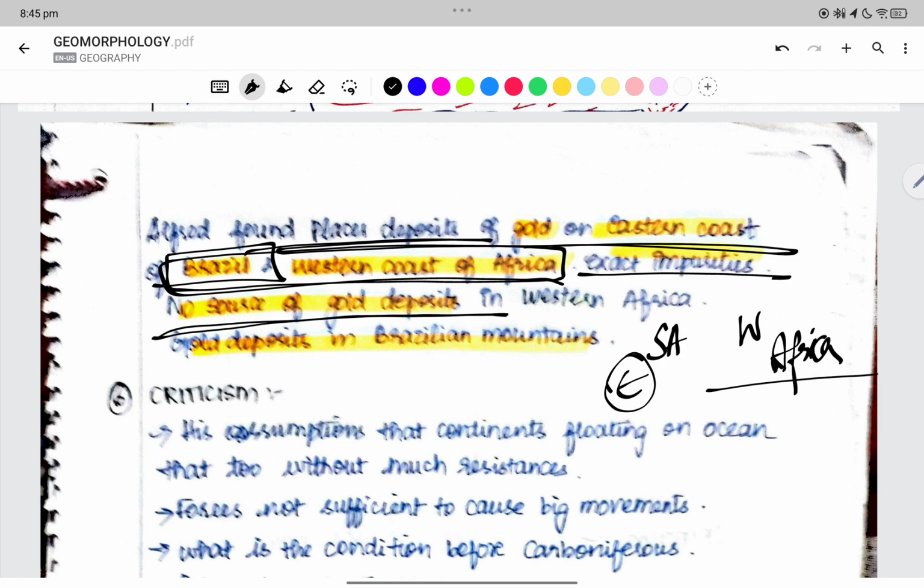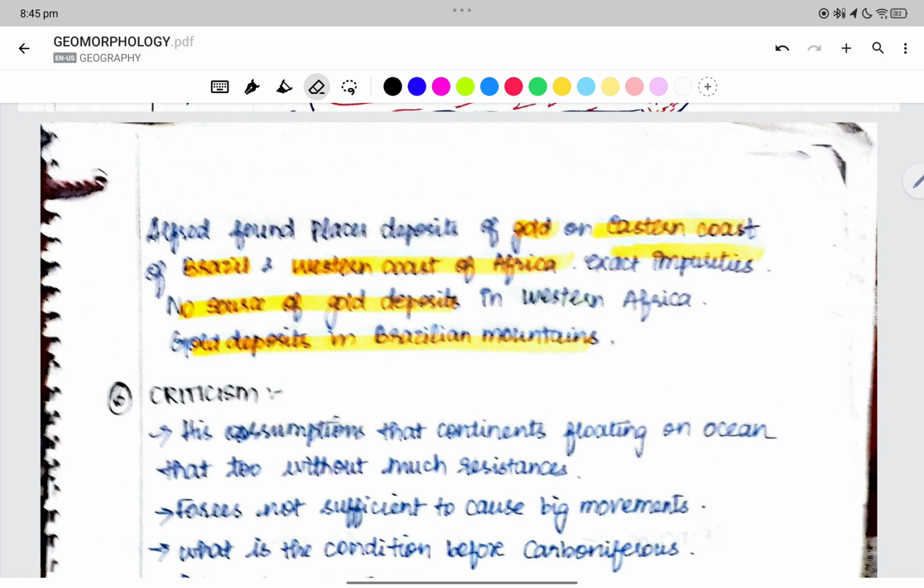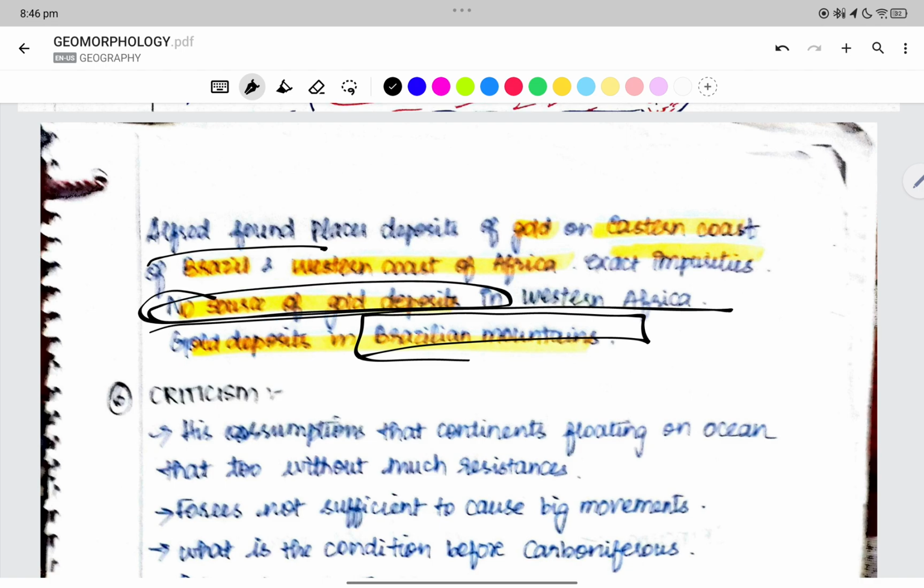No source of gold deposits in Western Africa. Gold deposits are in the Brazilian mountains only. There is no source of gold deposits in Eastern Africa. The gold deposits are only in the Brazilian mountains, right? Alfred Wegener's first evidence is the placer deposits, which he found on the eastern side of South America, that is in Brazil, and the western side of Africa. Now there is no source of gold deposits in Western Africa. Gold deposits are found in the Brazilian mountains.